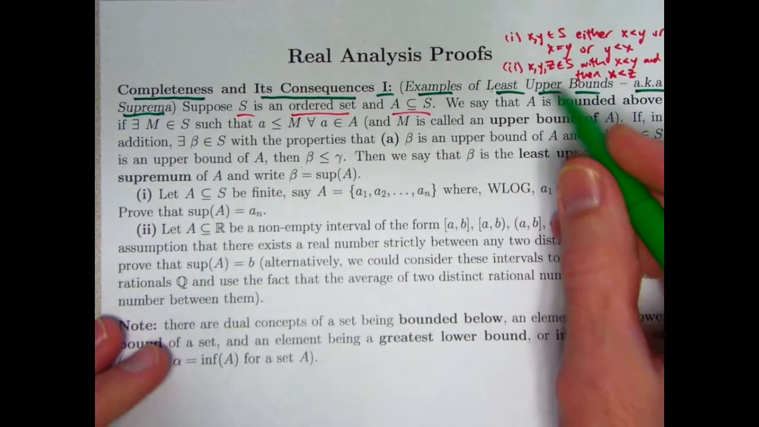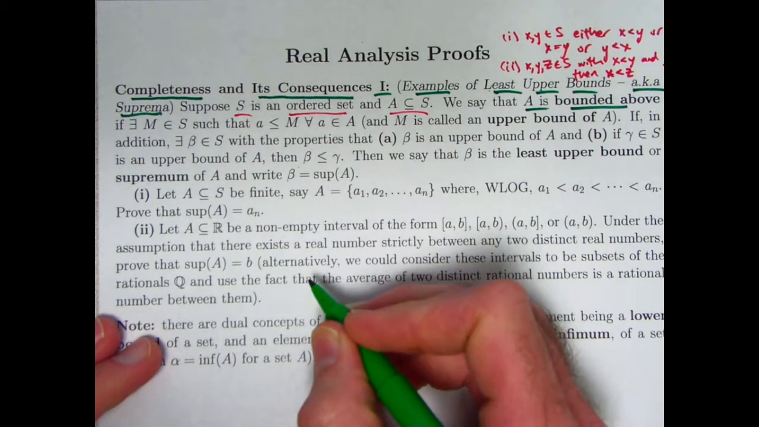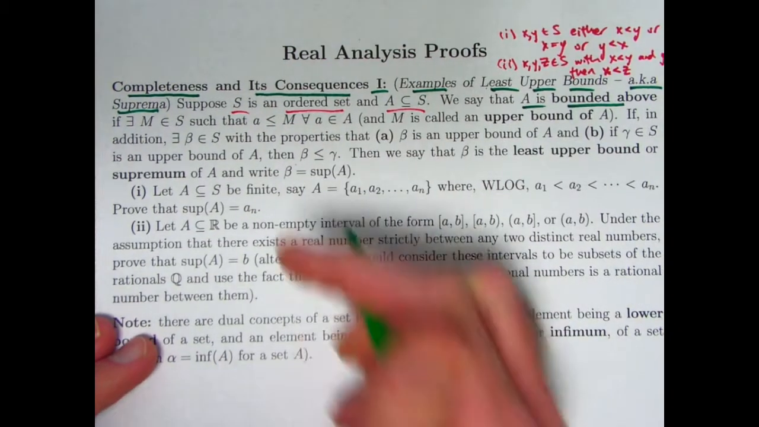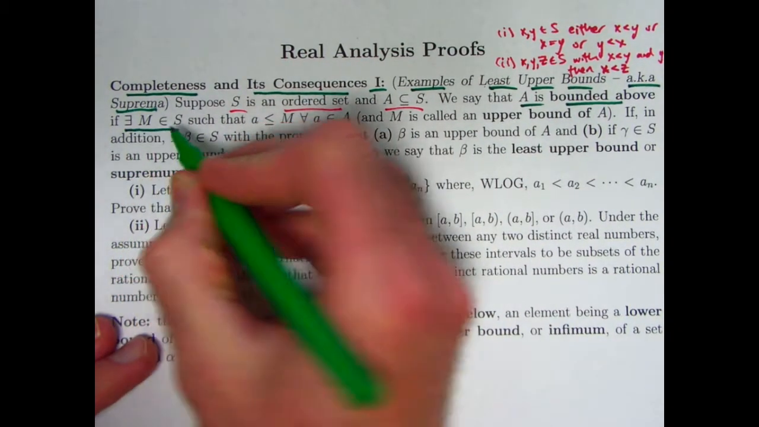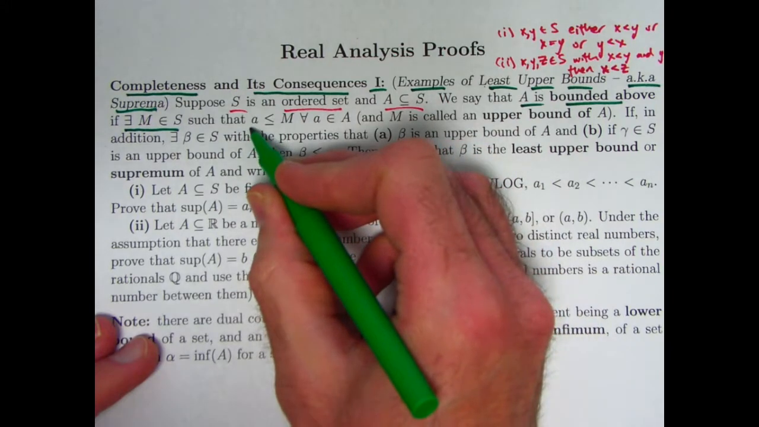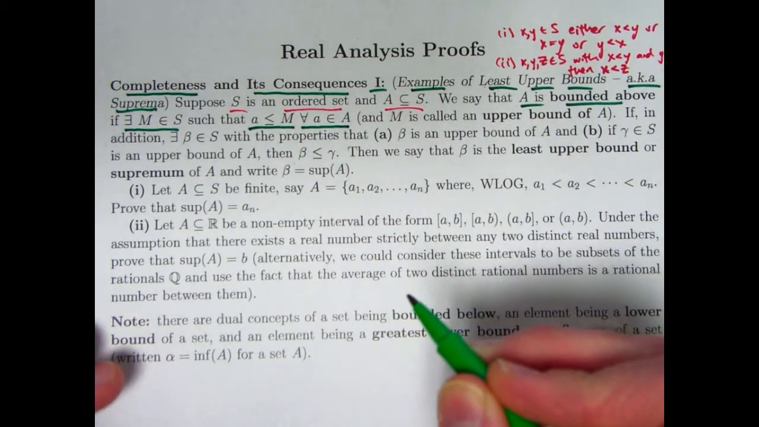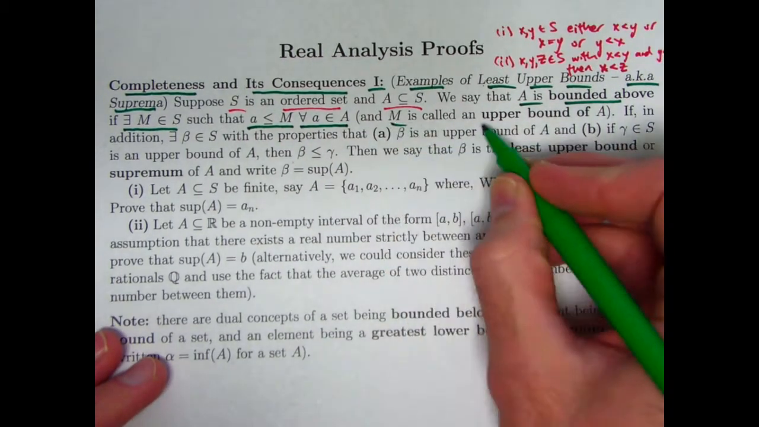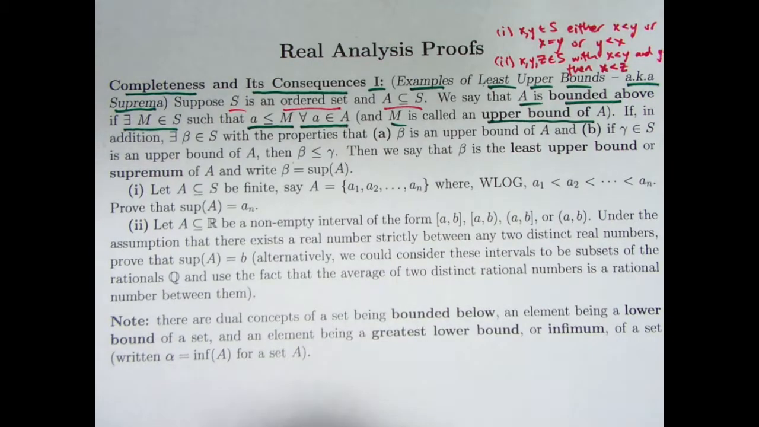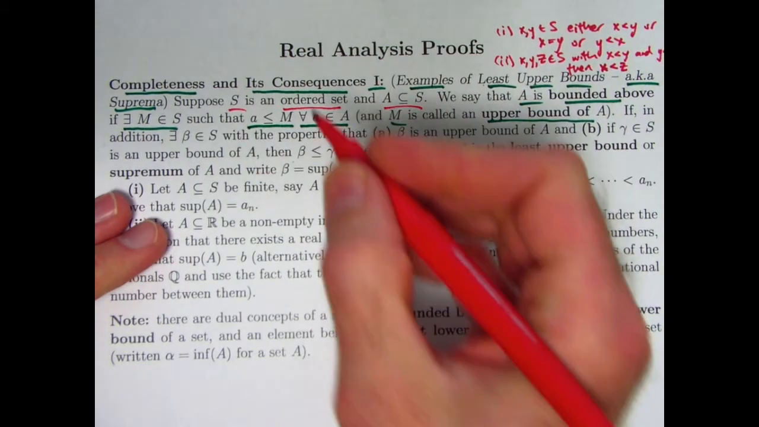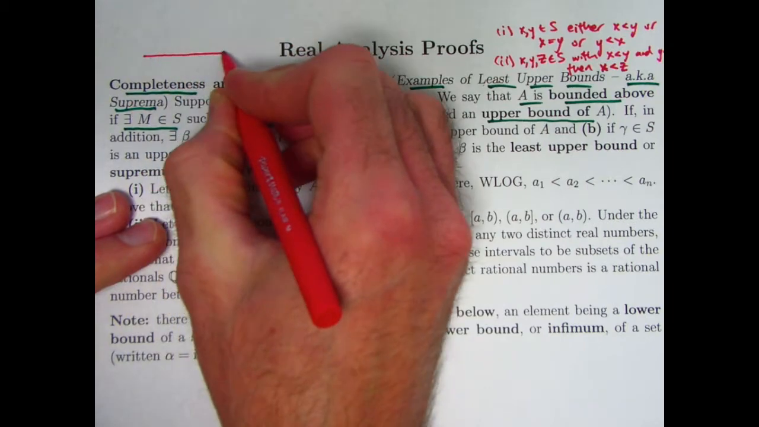All right, some definitions. We say that A is bounded above in the set S, that's assumed, if there exists an element M of S such that little a is less than or equal to M for all little a in capital A, and in such a situation, capital M is called an upper bound of A. Now again, this is more general than just the real number system, but for the sake of understanding this as well as you can, and also applying it to the real number system, we can go ahead and imagine these definitions in terms of the real number line.